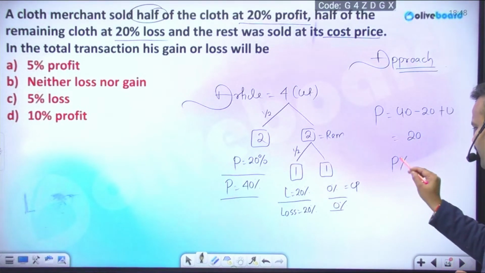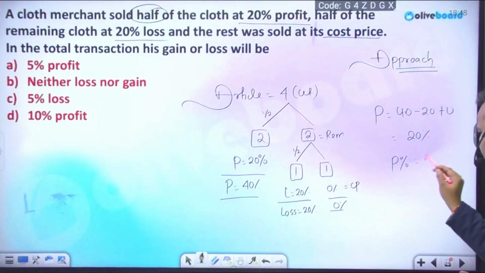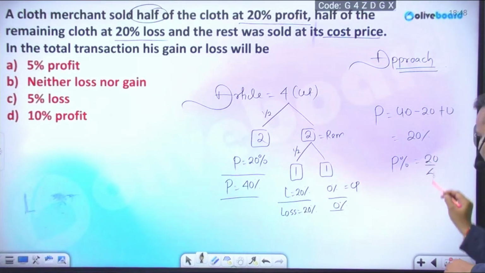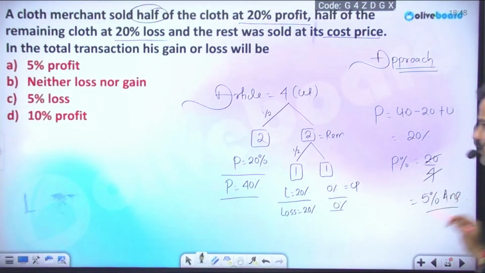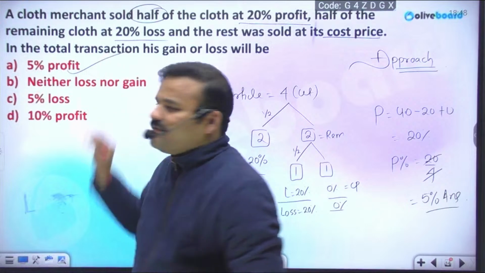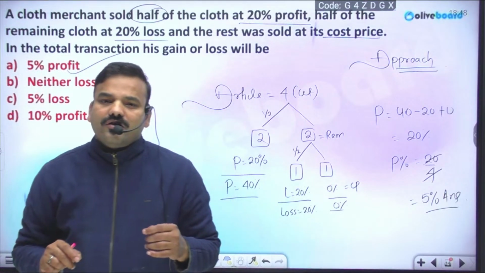The average profit percent will be... he is making a profit of 20% on 4 articles. Fine. So in the entire business he is making a net profit of 5%. Will you be able to do it orally? Yes. Let's see whether I will be able to do it orally or not.